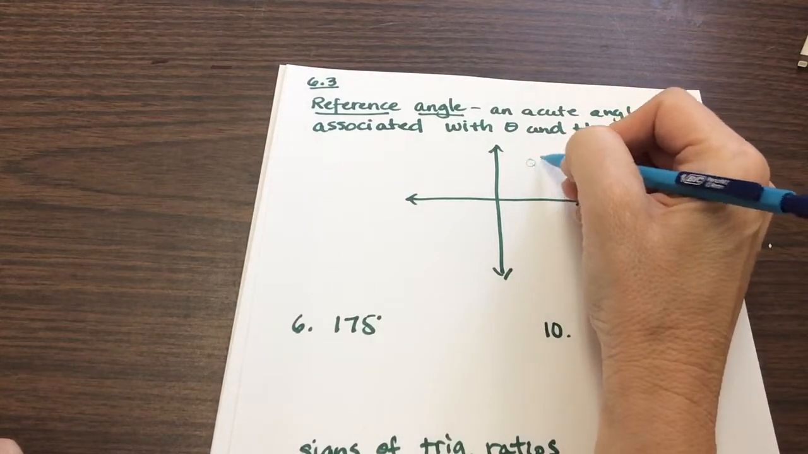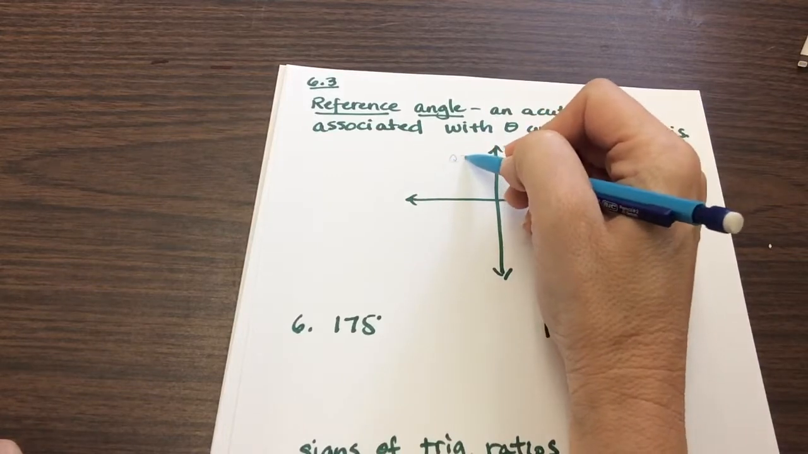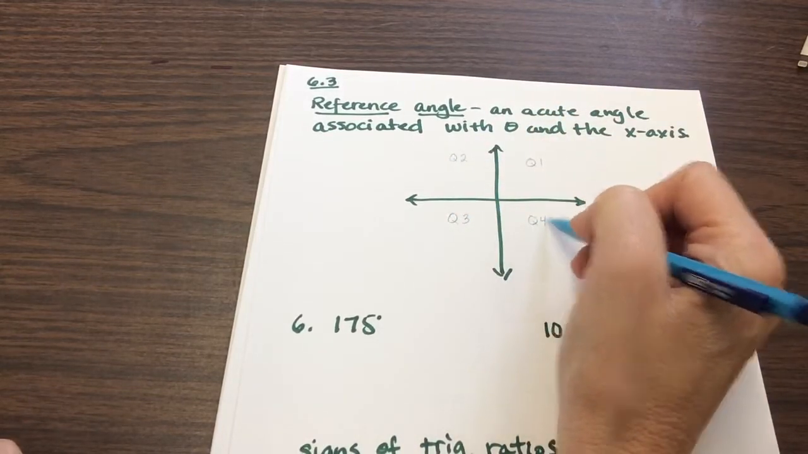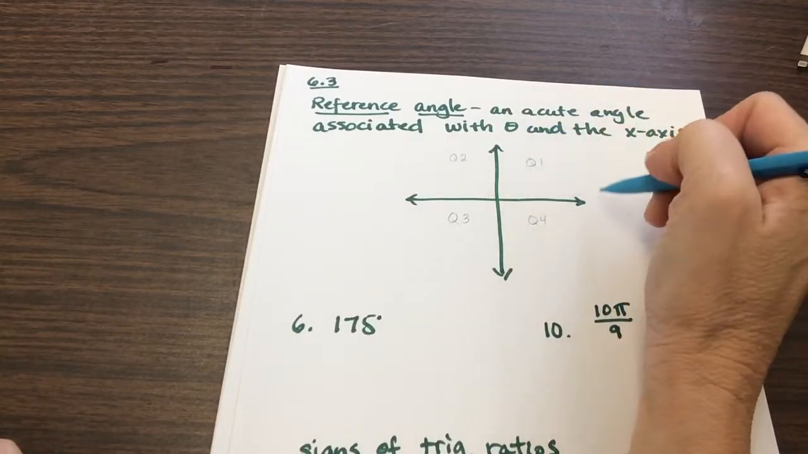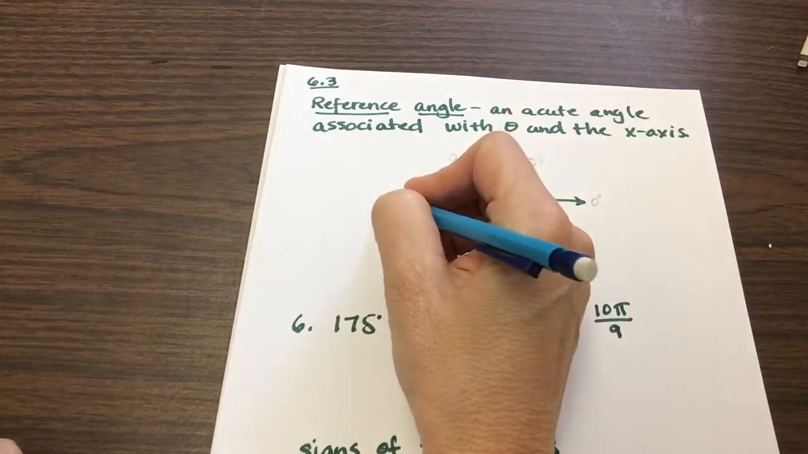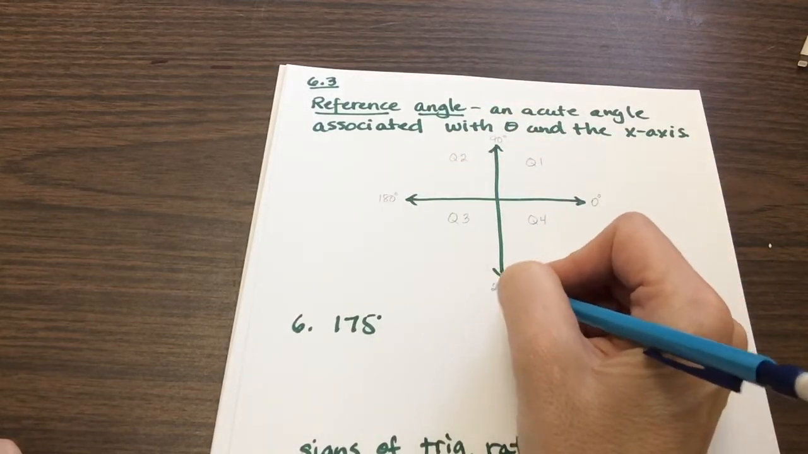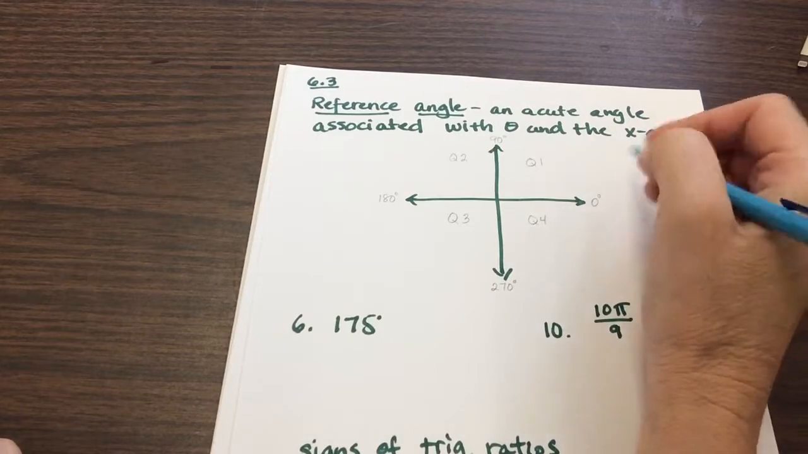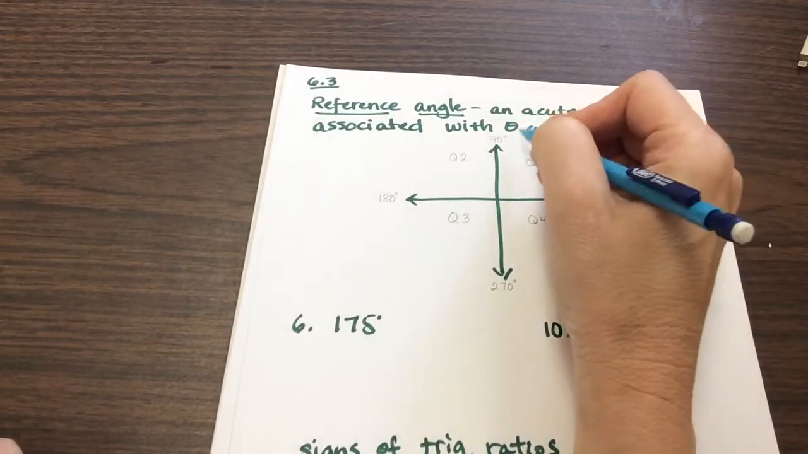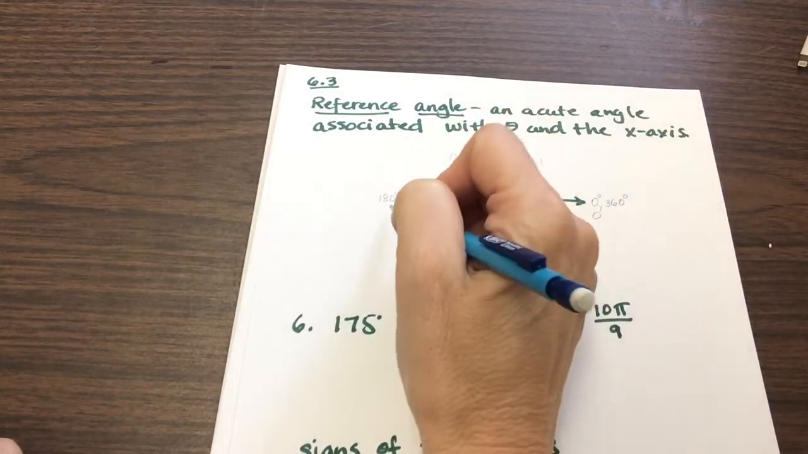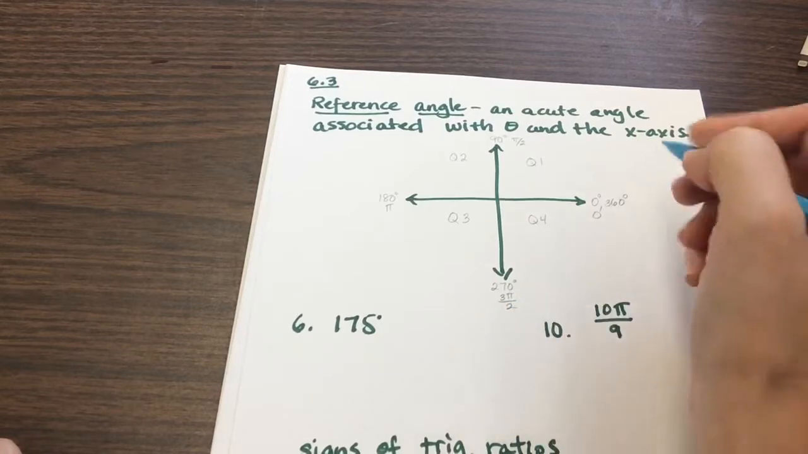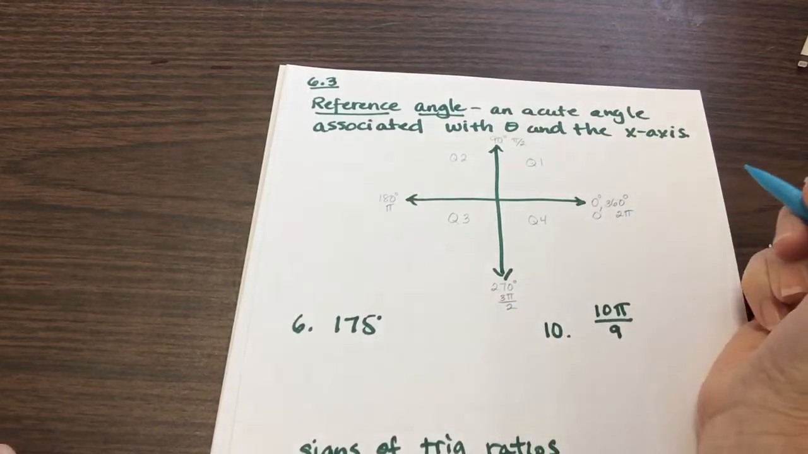So here's my first quadrant. Here's my second quadrant, going counterclockwise. This is my third quadrant. There's my fourth quadrant. And we know that this is 0, 90, 180, 270, and then I'm back to 360. Let's do radians. So 0, pi over 2, pi, 3 pi over 2, and then 2 pi.